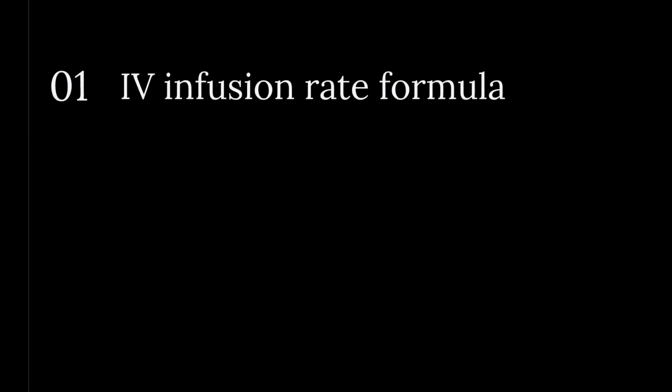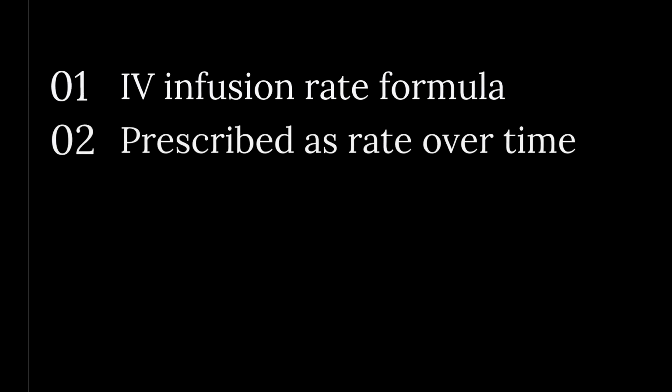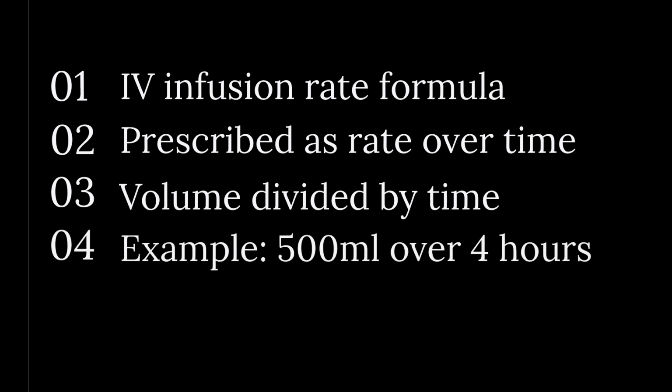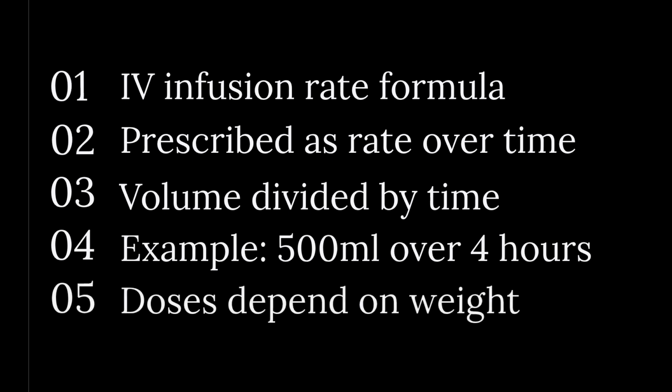IV infusions are prescribed as a rate over time. Use the formula: infusion rate equals total volume divided by time in hours. For example, 500 milliliters over 4 hours equals 125 milliliters per hour. Some doses depend on patient weight. Multiply prescribed amount per kilogram by weight.